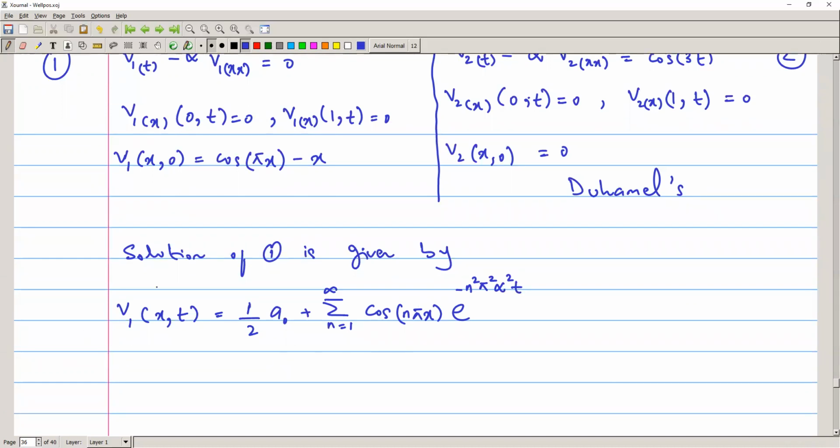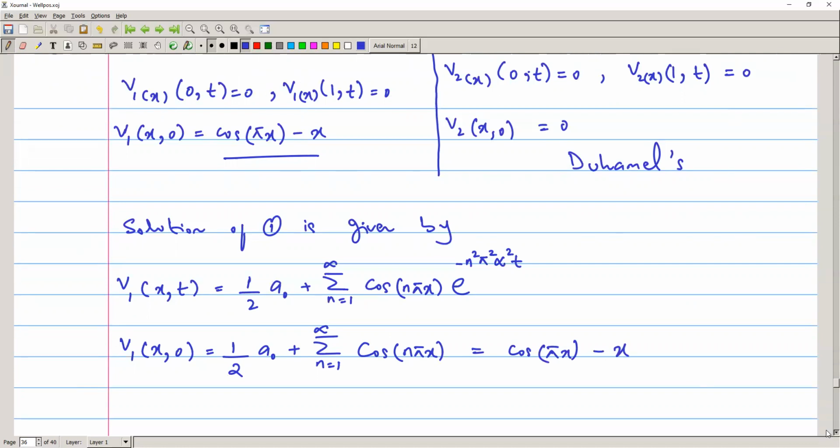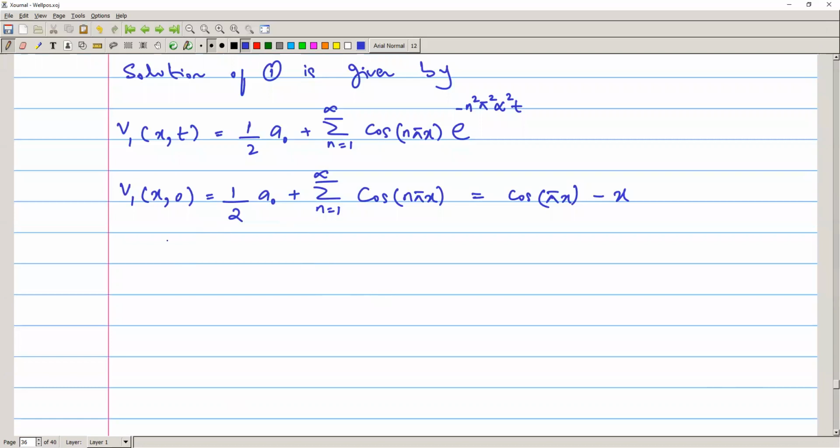And the initial condition is v1 of x comma 0 is equal to this one. So we can write it as v1 of x comma 0 is equal to 1 over 2 a naught plus the summation n equals 1 to infinity of a n cosine n pi x, which is equal to cosine pi x minus x. Now we can see that this is a cosine Fourier series.